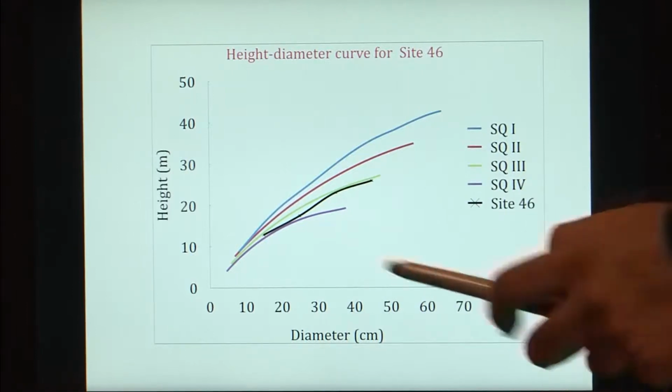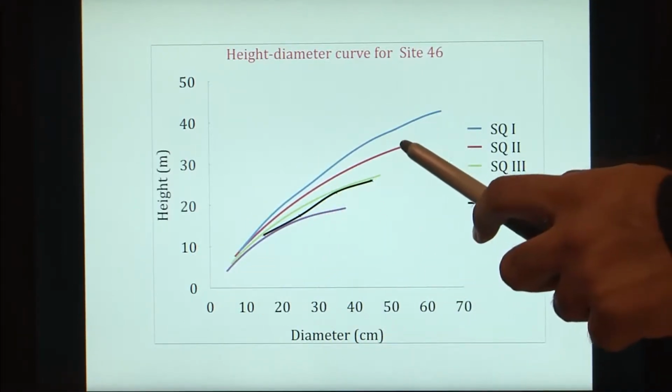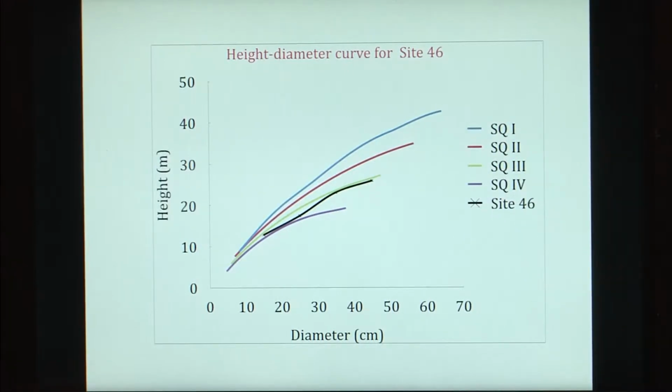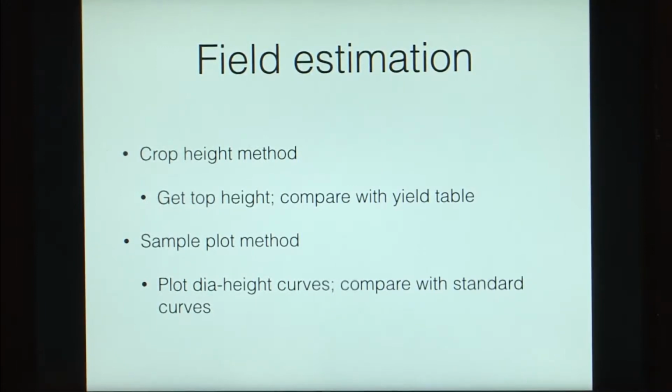In all these diameter classes, your trees will grow to a certain height and then the curve will start to flatten out. So, how do we do a field estimation of the site quality? We have two ways of doing it. One is called the crop height method and the second one is called the sample plot method. In the crop height method, we get the top height and compare it with the yield table. When we say the top height, what we are trying to figure out is the height of the top few percentage of trees in a forest, and then we can use our yield tables.